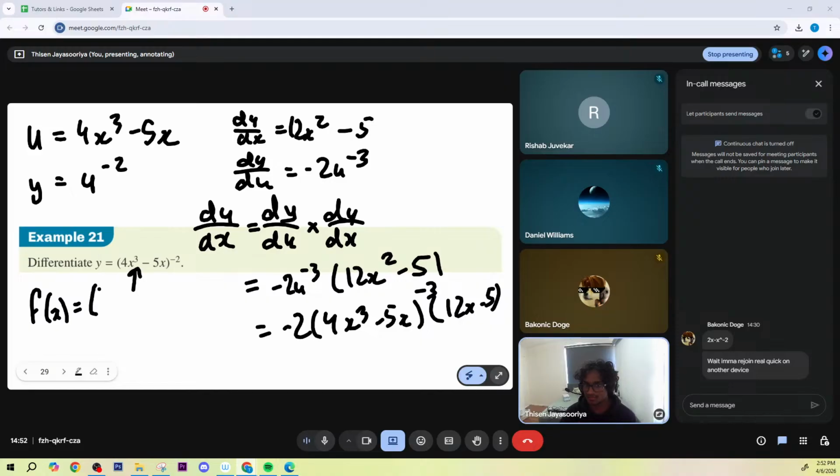So here, if they said f of x equals x cubed, take away 5x, negative 2, they wouldn't care. It's the same thing for them. Does that make sense for all of you?